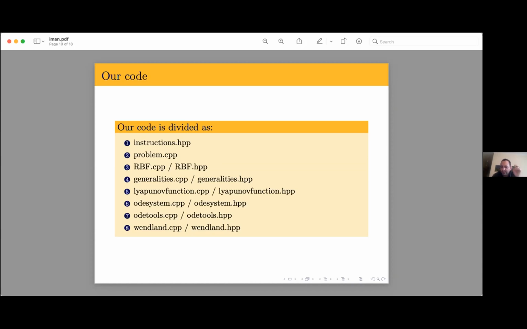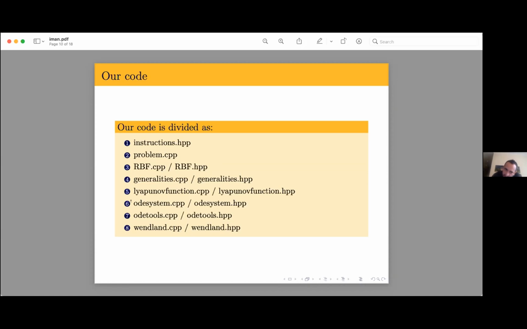Now, generalities, that's rather for printing or timing or stuff like that. Now, the Lyapunov class, that's where the Lyapunov function is built, the orbital derivative is built, where the norm is built, where the Hessians are built, where the eigenvalues, eigenvectors are constructed, etcetera.